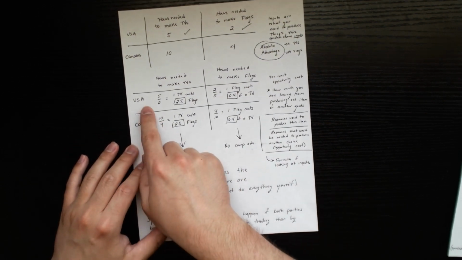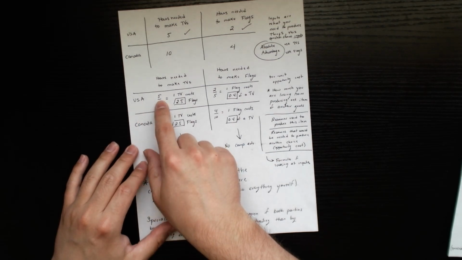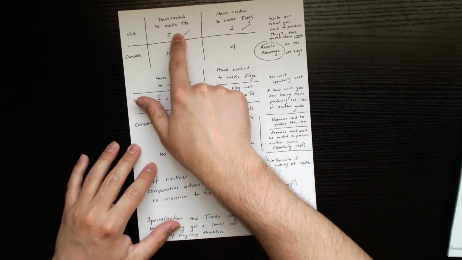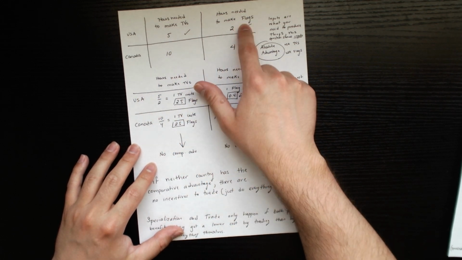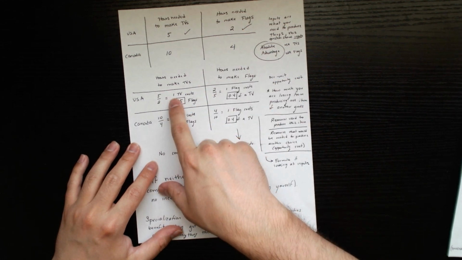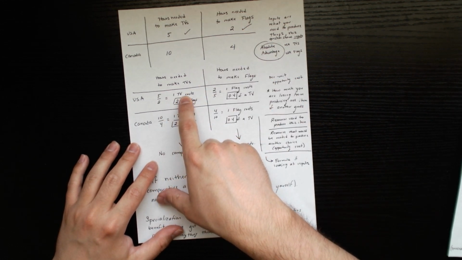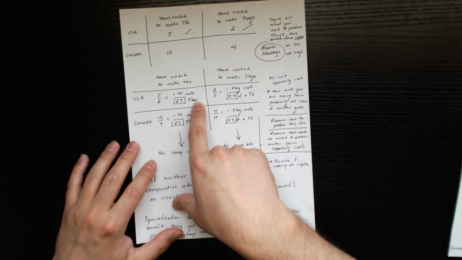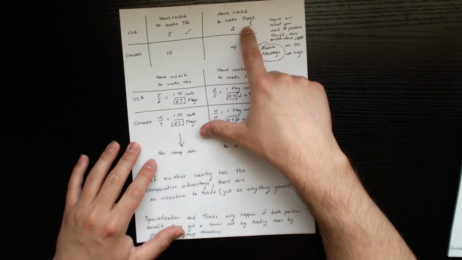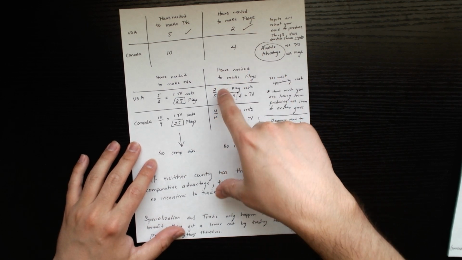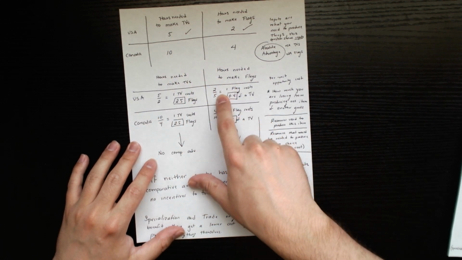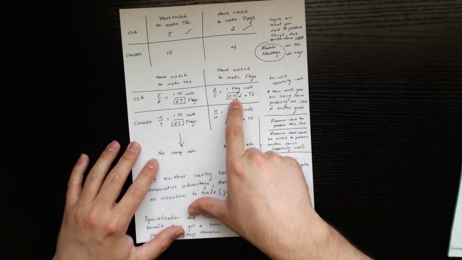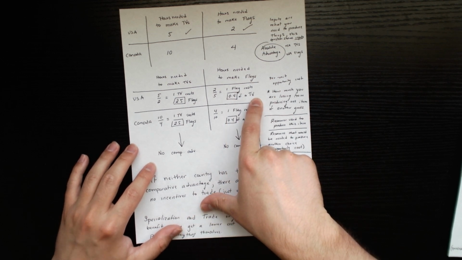So here, if the US makes TVs, then the resources needed to make TVs are 5 divided by the resources needed to make the other item, which is 2 hours. So that's 5 divided by 2. That means that every time the US makes one TV, they're losing out on producing 2.5 flags. And if they're making flags, then that number goes on top. The one they're not making, which is TVs, goes at the bottom. So each time they produce one flag, that's going to cost them 0.4 of a TV.